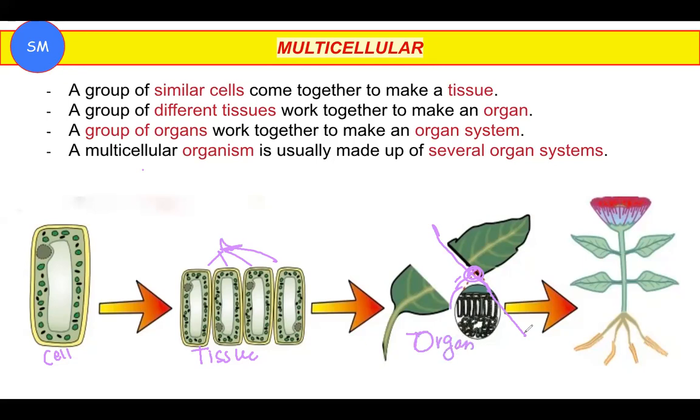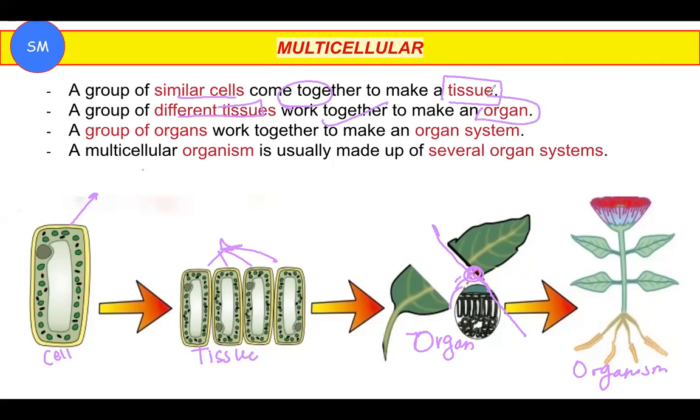An organ makes an organ system, and from the organ system, you will find an organism. Okay, so that's what I have written here also. Similar kinds of cells come together to form a tissue. And what happened? Different types of tissues work together to form an organ.